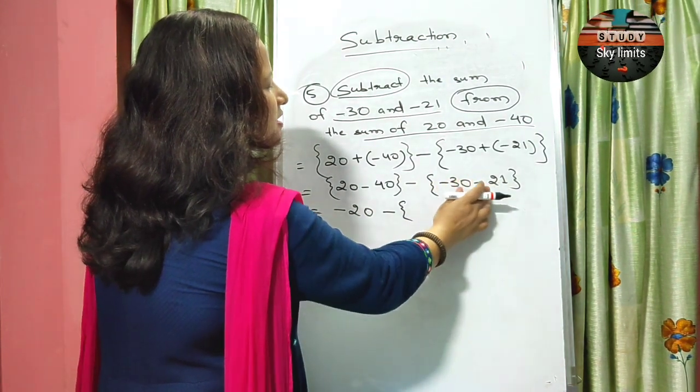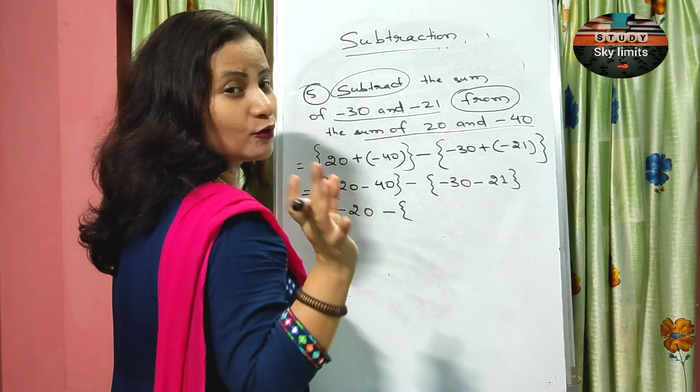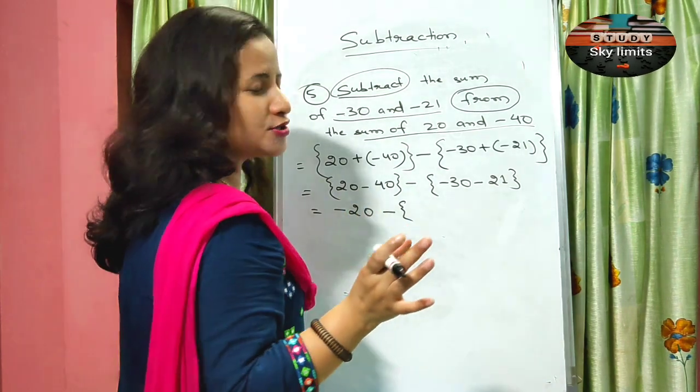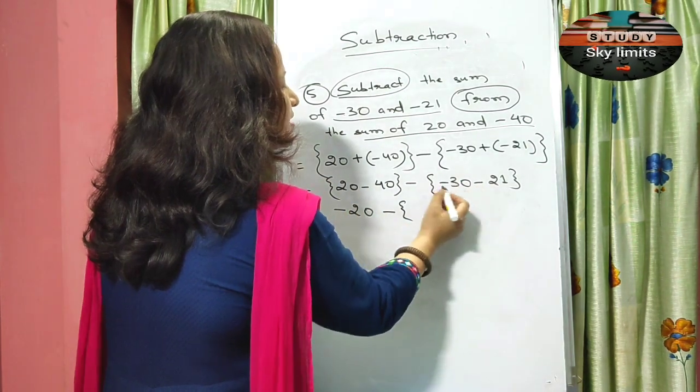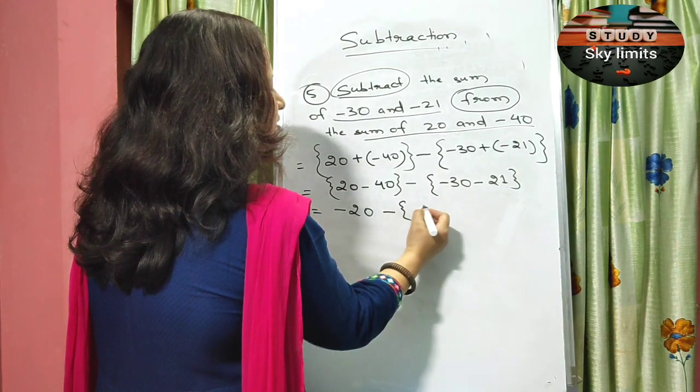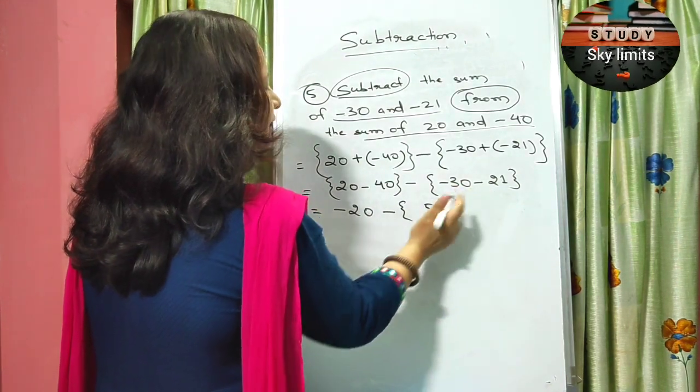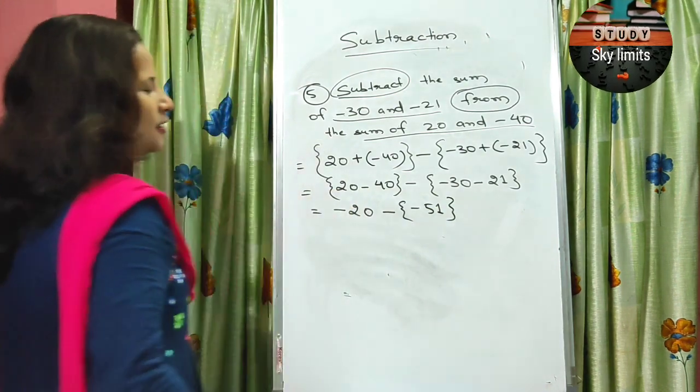So since both are negative, we will be adding. Rule number 3 of addition and subtraction, do you remember it? When both are negative, we will be adding. 30 plus 21 will give us 51. And since both are negative, we will be putting a minus sign.